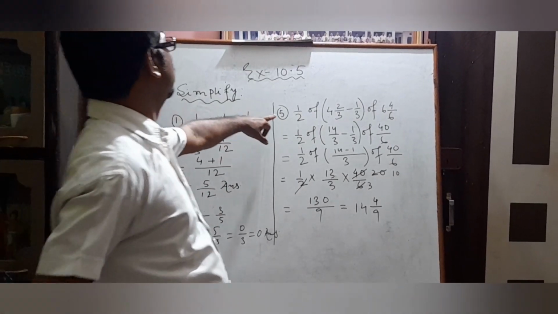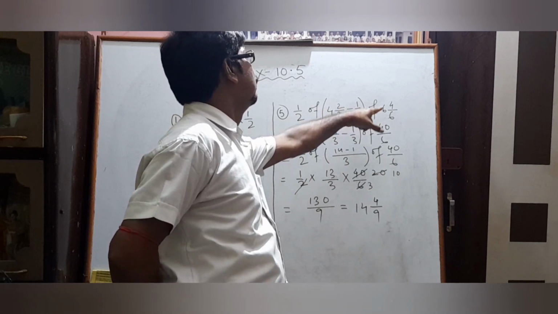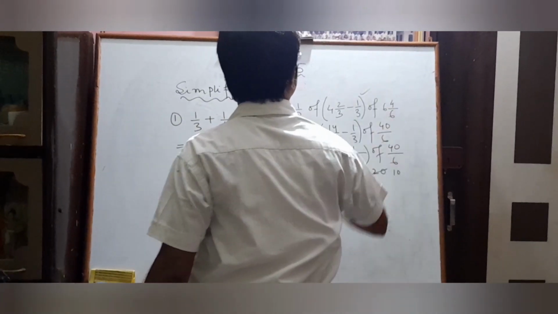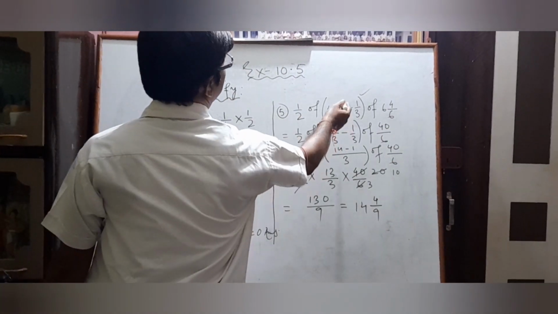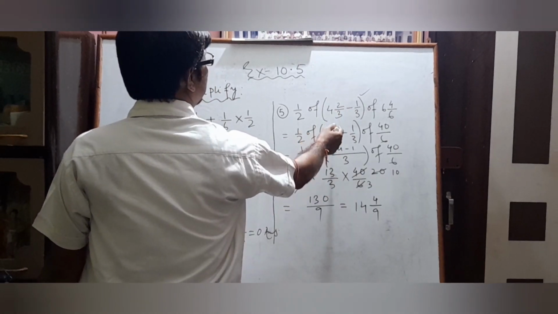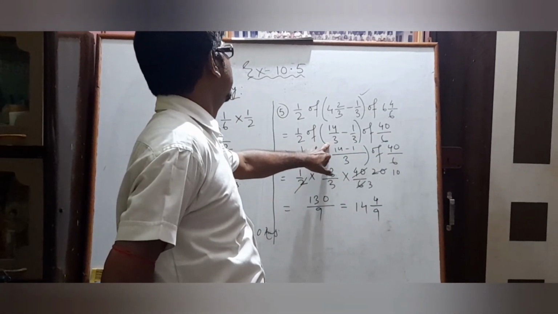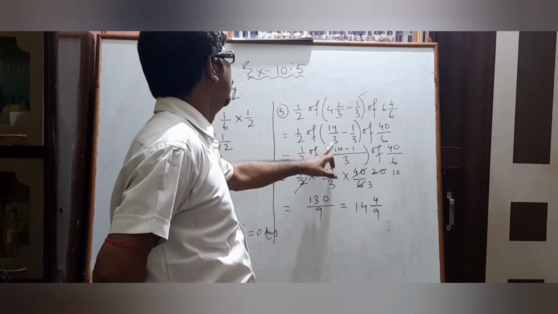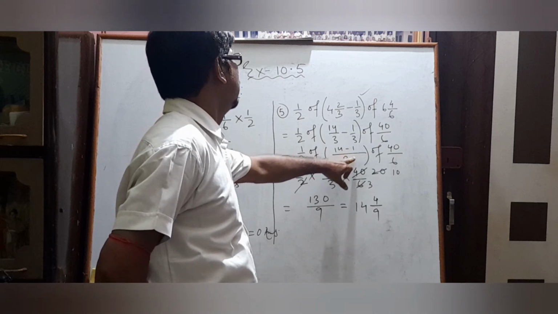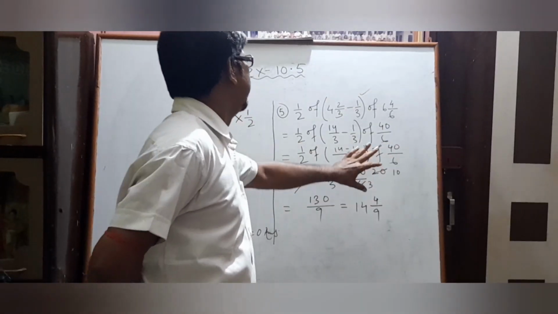Now see question number 5. 1 by 2 of 4 whole 2 by 3 minus 1 by 3 of 6 whole 4 by 6. Here a bracket is there, so we will do the operation of the bracket first. I have converted the mixed fractions into improper fractions: 1 by 2 of 14 by 3, 1 by 3 of 40 by 6. Take the LCM. LCM of 3 and 3 will be 3. Same rule: divide with the denominator, multiply with the numerator. So it will be 14 minus 1 by 3. Then 14 minus 1 is 13 by 3.